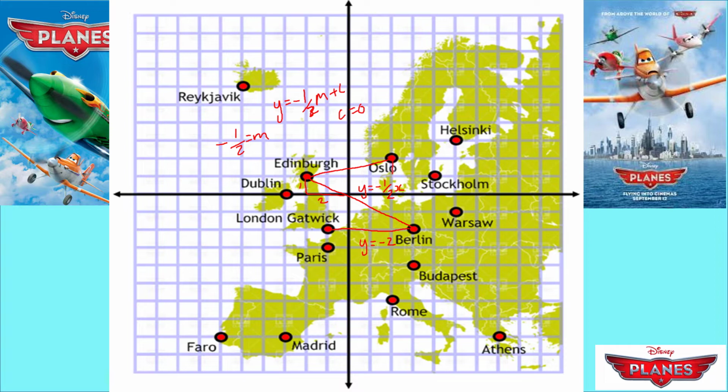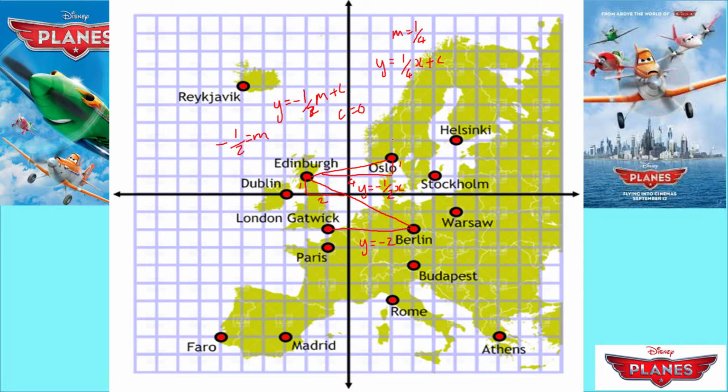Now you can see that's 1, and that's 4 squares across, so m here equals 1/4. It's going uphill, so we've got y equals 1/4 x plus c. Now we could assume that's 1.5, but it's best to check.